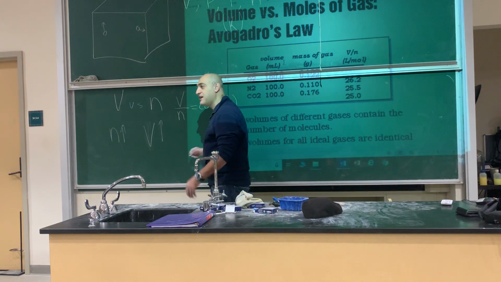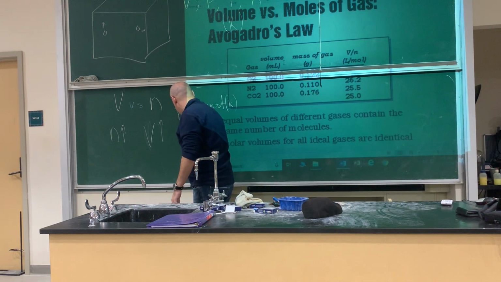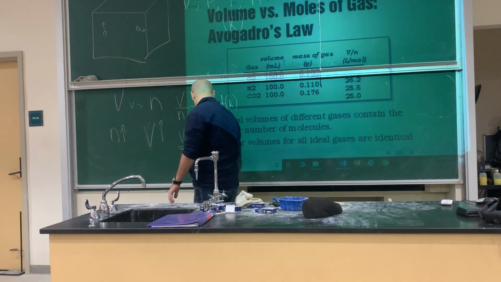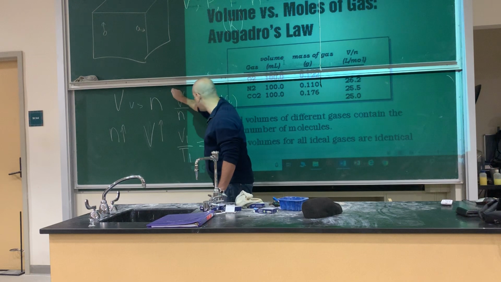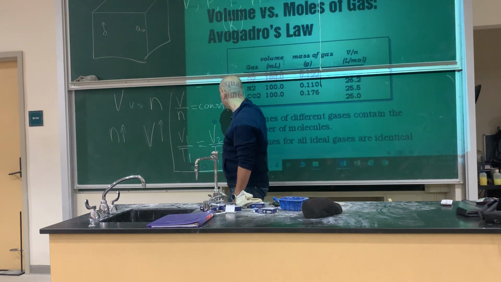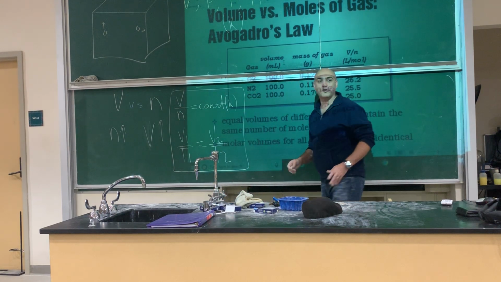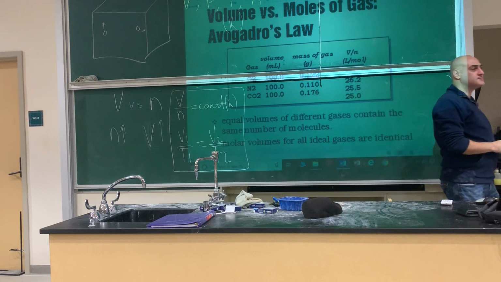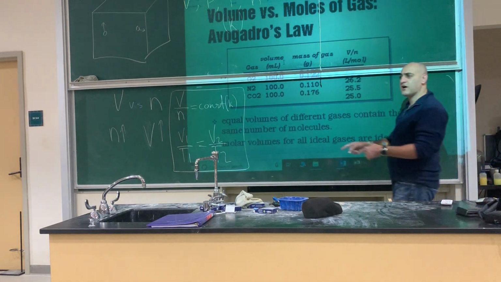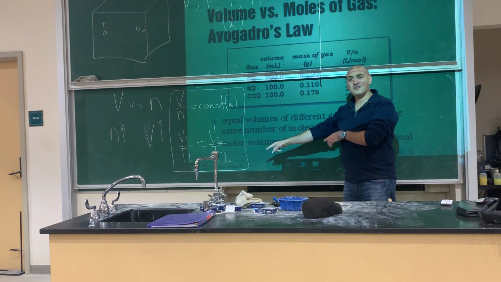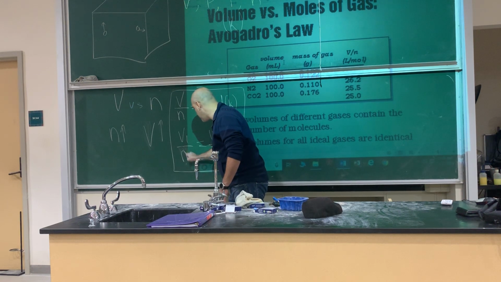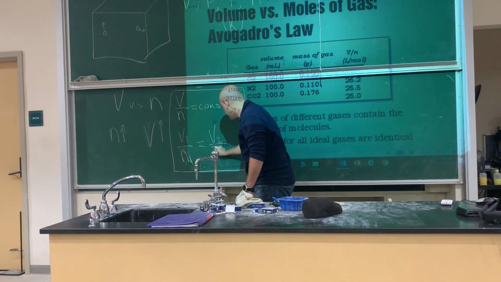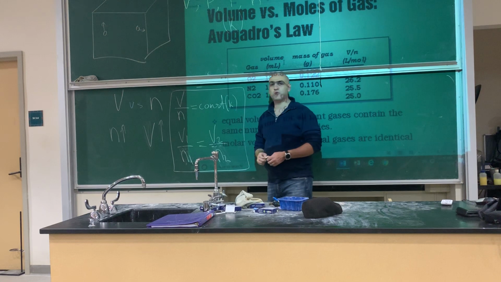Another way of putting it together is V1 over T1 is equal to V2 over T2. What the heck? Whose law is that? Whose law did I just put by accident? Charles' law. I apologize. V1 over N1 is equal to V2 over N2.